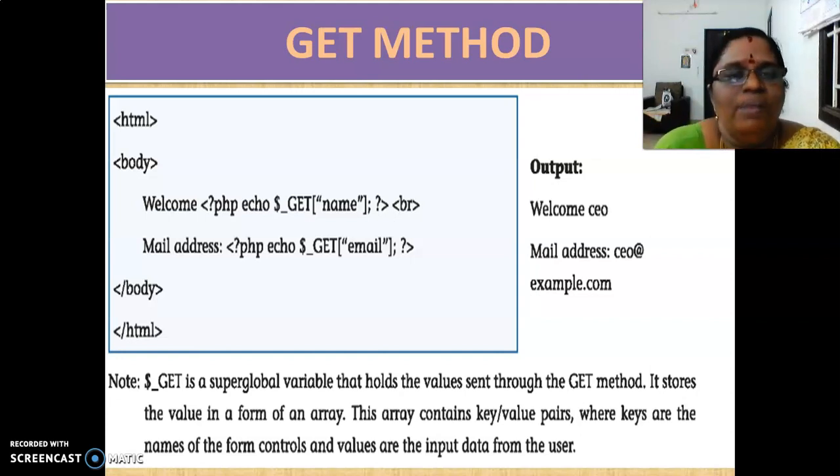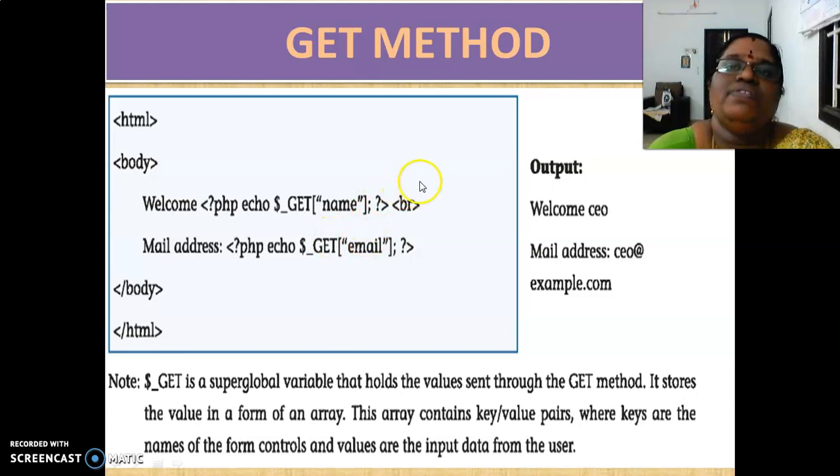So the output will be welcome, CEO, mail address what we have given. Okay, children? So this is the input given by the user. CEO is the input given. See, welcome, PHP, echo, $_GET. So here the PHP program we are starting, echo is printing. We are printing from the $_GET, from the form, the name. That name is given here and it is being printed. And mail address, get email.